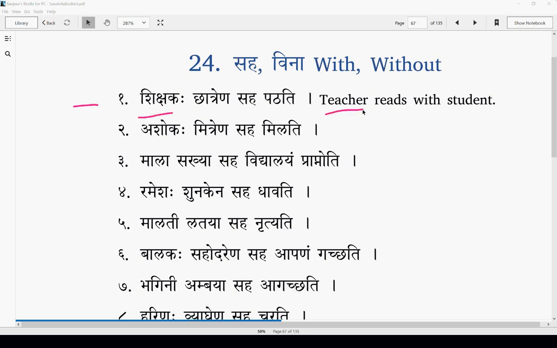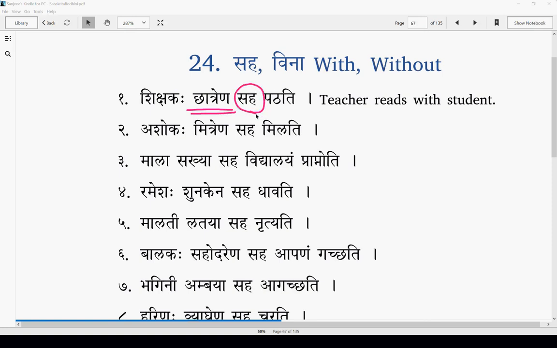Now the first one, Shikshaka Chhatreena Saha Patati. What is the meaning of Shikshaka? Teacher. Chhatra, student. Patati, reads. Shikshaka Chhatreena Saha Patati. Now, note that we are using Saha here. Saha means with. So, with the student, teacher reads with students.